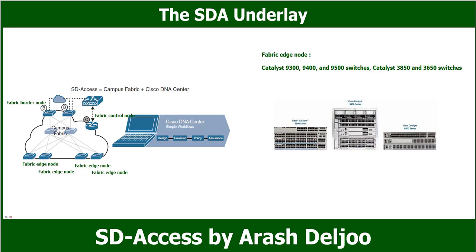Okay, for fabric control plane control nodes, the list included more higher-end Catalyst switch models, which typically have more CPU and RAM, plus several router models. Routers typically have much more RAM for control plane protocol storage, for instance routing protocols.